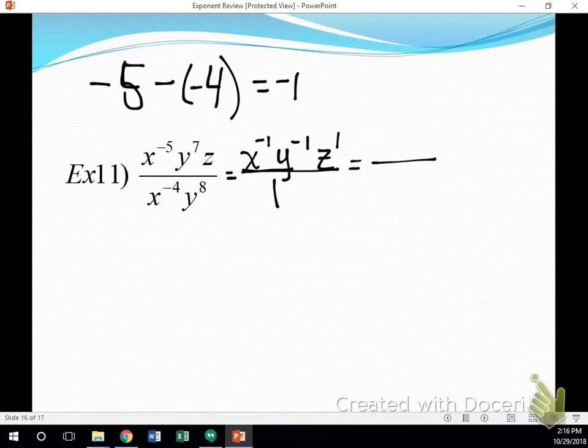So we have to play, should it stay or should it go? X to the negative first. It has to go. Y to the negative first. Has to go. Z to the first. It can stay. If you prefer to write your answer without exponents of 1, you can. It would just look like z over xy instead of putting the 1s on all of them. Either of these is acceptable for a final answer.